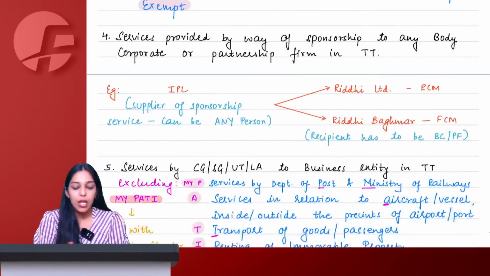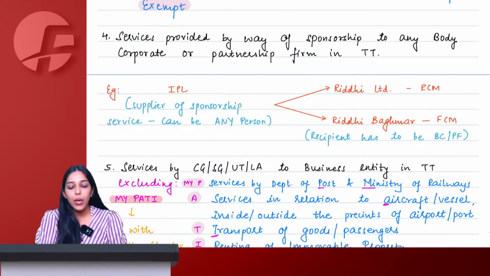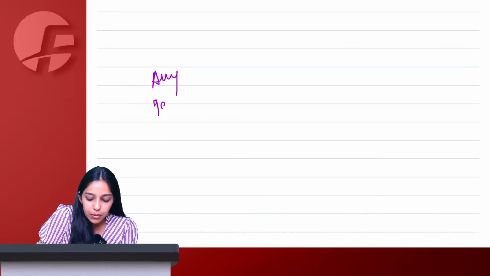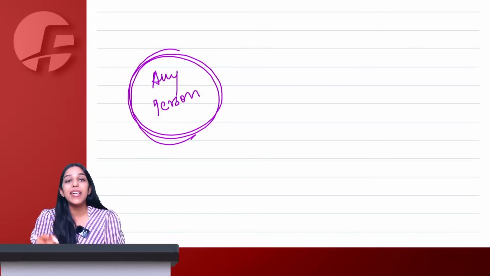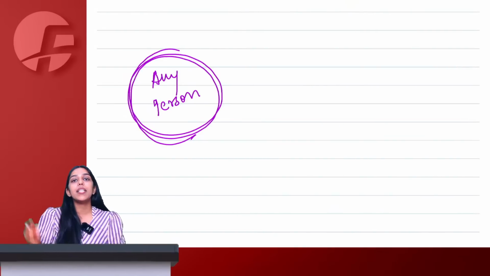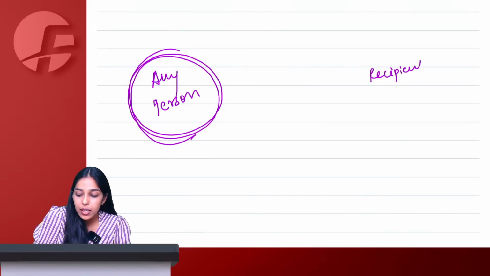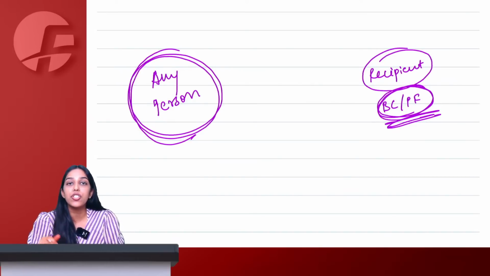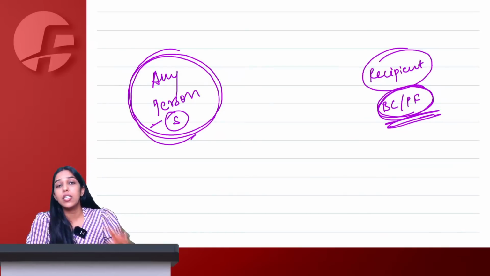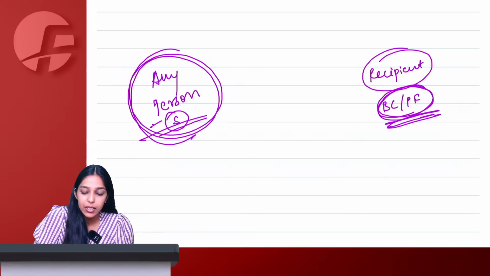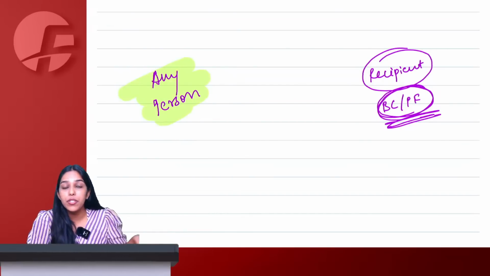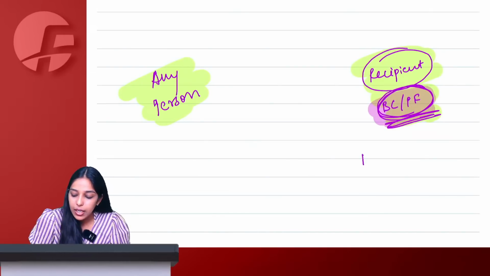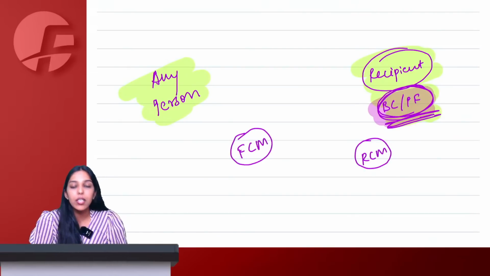Okay, ma'am, understood. Chalo. Next point says that services provided by way of sponsorship to any body corporate or a partnership firm. Now again, the supplier of sponsorship service can be any person. But the person paying the consideration, who is availing the sponsorship services, the person paying the amount of sponsorship, this recipient compulsorily has to be a body corporate or a partnership firm. If the recipient is a body corporate or partnership firm availing sponsorship services, the supplier can be any person, registered, unregistered, body corporate, partnership firm, individual, whoever the supplier is, it is irrelevant. But if the person paying the money of sponsorship, the recipient, is a body corporate or partnership firm, then we will say it is taxable under reverse charge mechanism. Otherwise, it is taxable under forward charge mechanism.